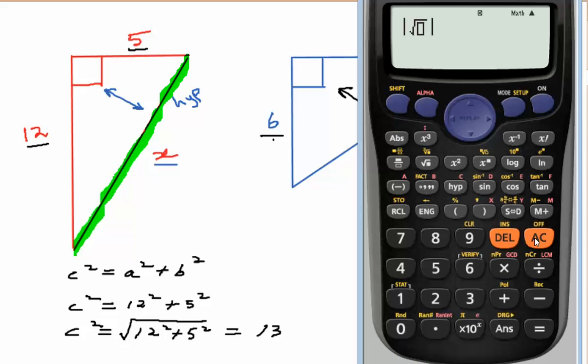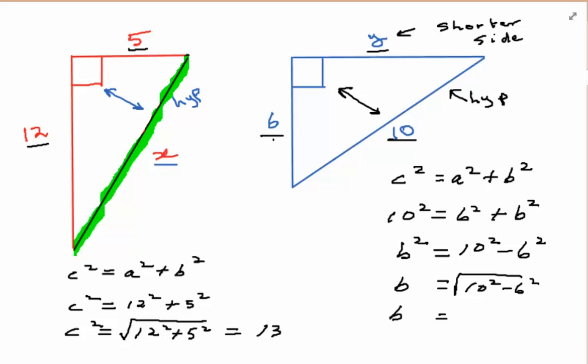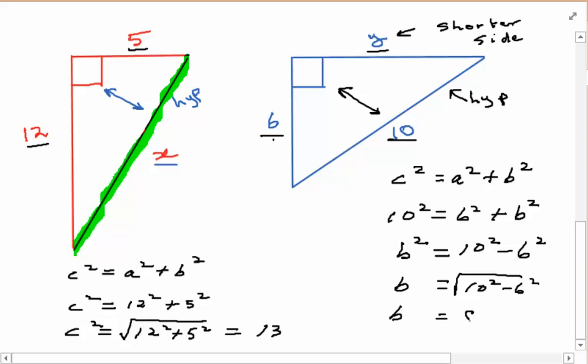So keep in mind, oops, try again. I'll put the square root, go 10 squared minus 6 squared, and we get 8. Okay, so let's write that down, and that's pretty much all there is to it. The two possibilities, and just write 8.